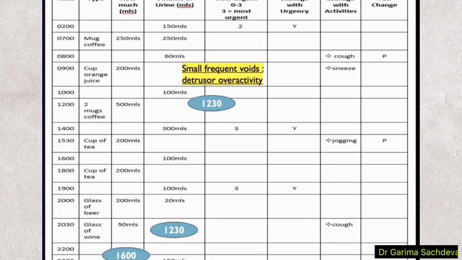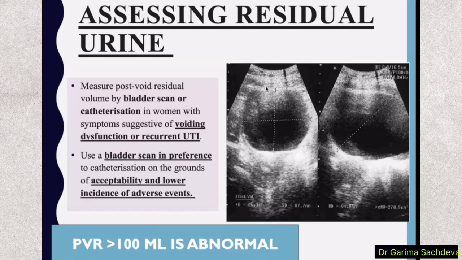Then you assess for the residual urine, post-void residual urine. How do you assess? You can do it through a scan or catheterization. Ideally, if it is more than 100 ml, it is abnormal. And preferred is bladder scan because it is non-invasive.